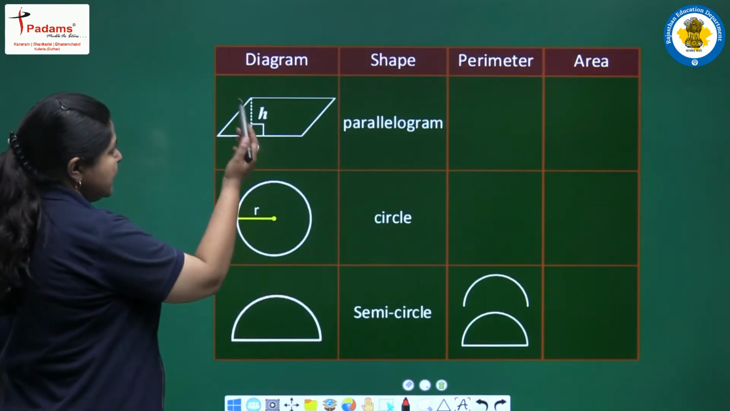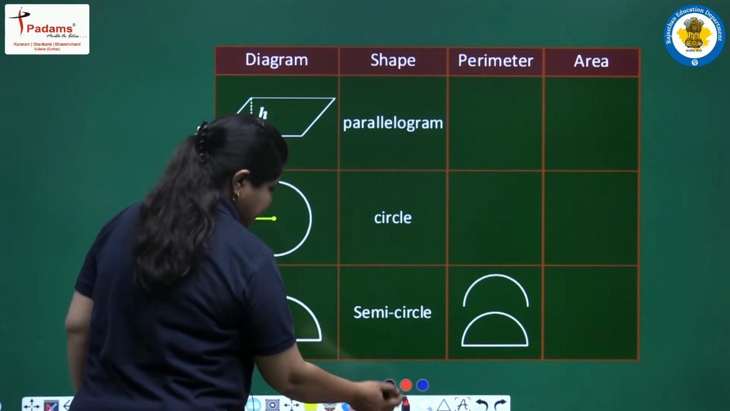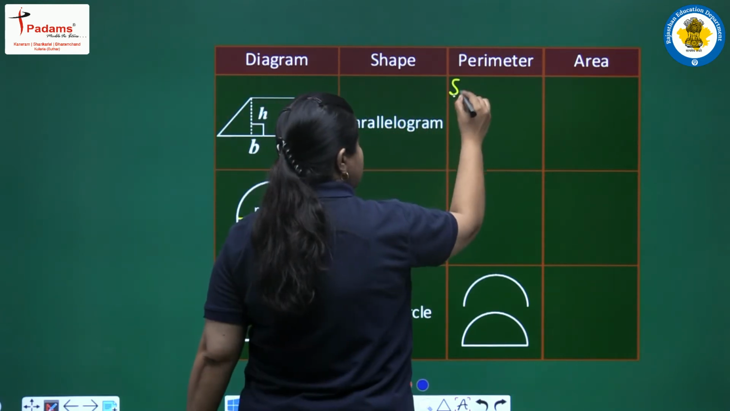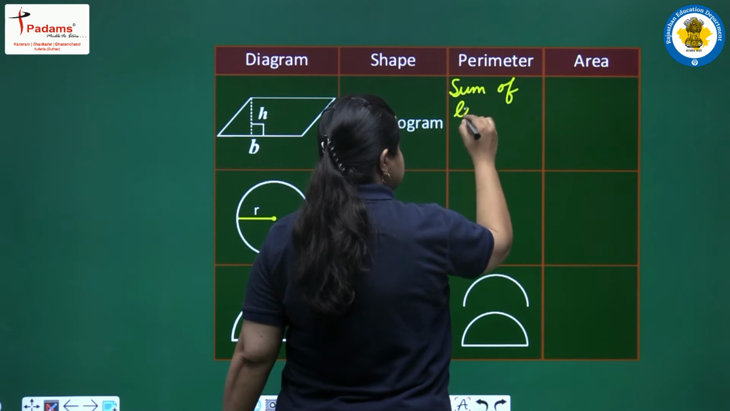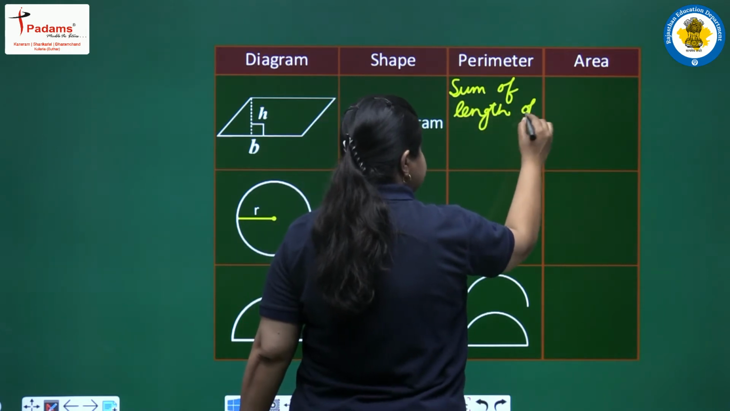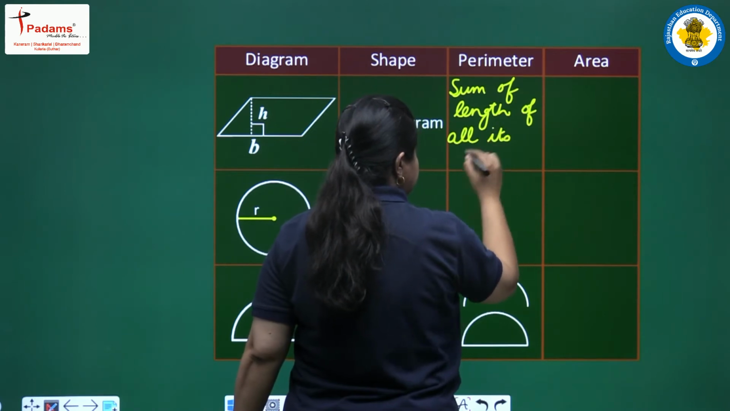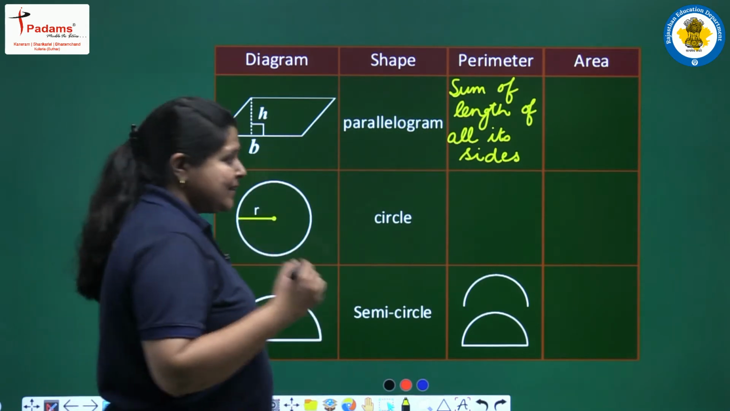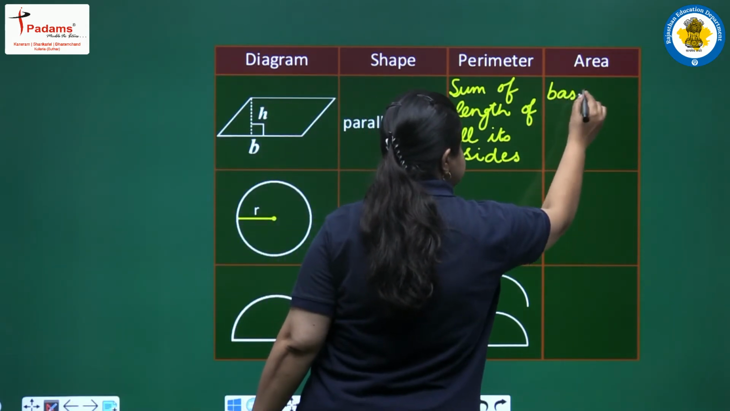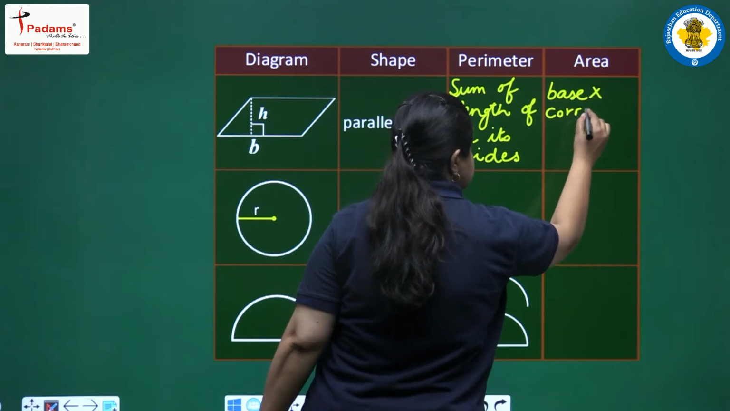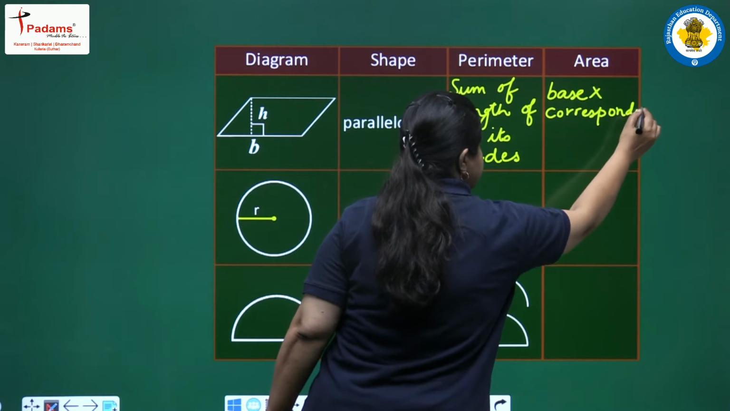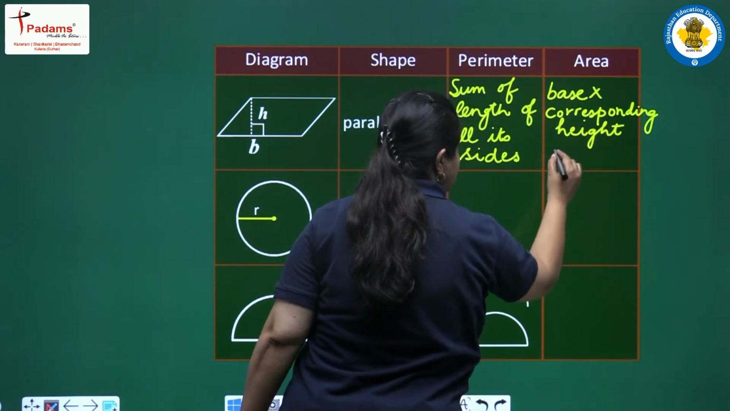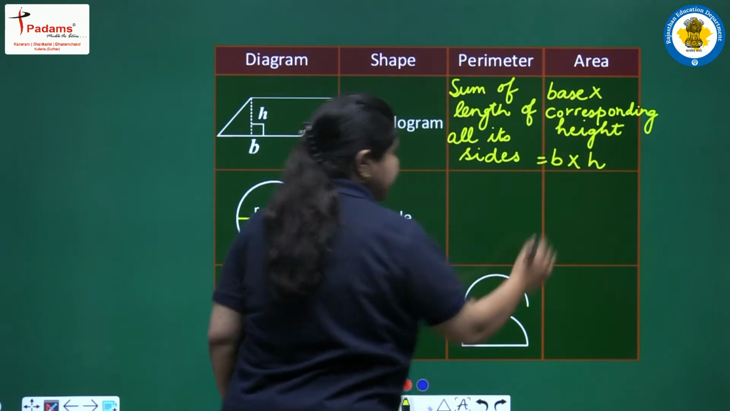Next we have a parallelogram. What is its formula? You must be knowing that the perimeter, it is equal to sum of length of all its sides. With this we get the perimeter of a parallelogram. And now how to find its area? This area is given by base into corresponding height. What do we mean by corresponding height? For this we will visualize in the figure. In notation form we can write it as base into height, B into H.